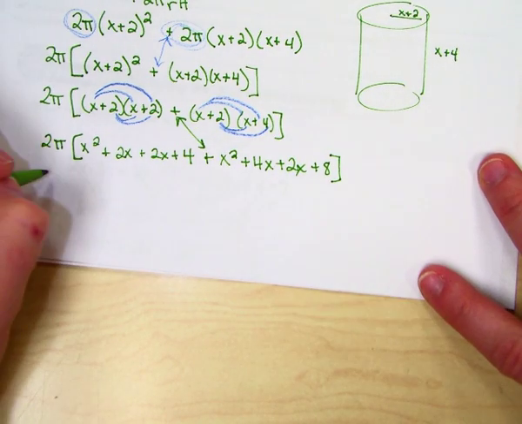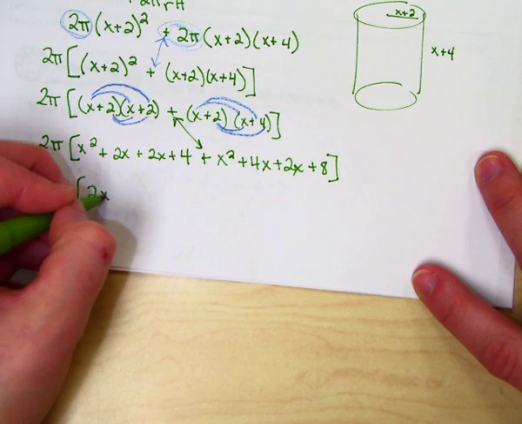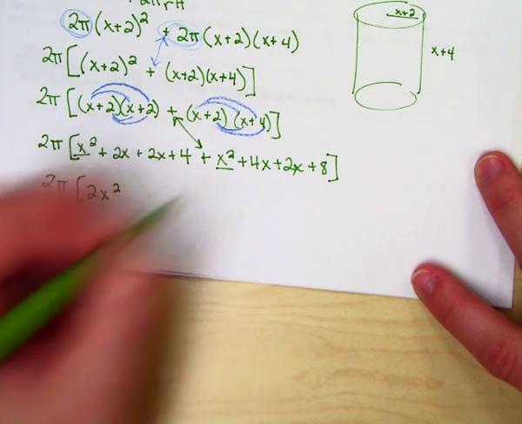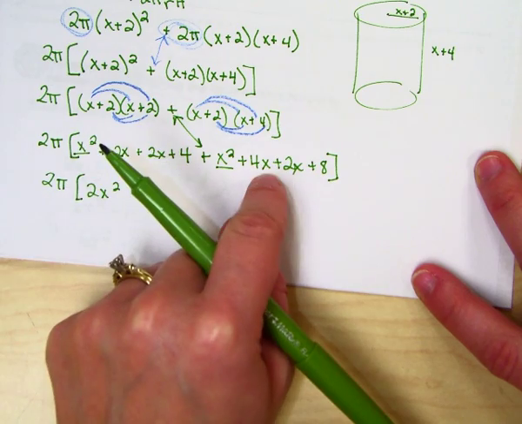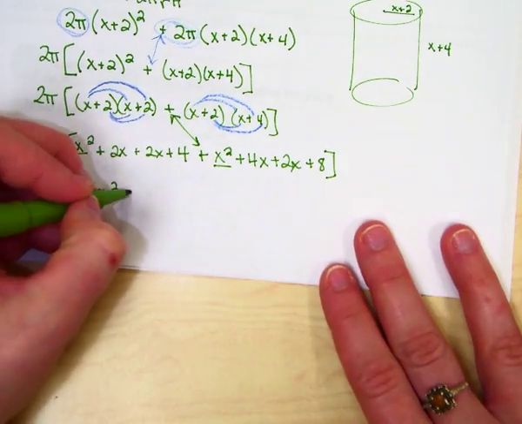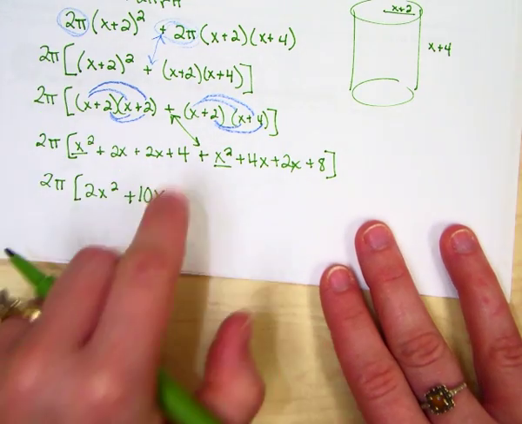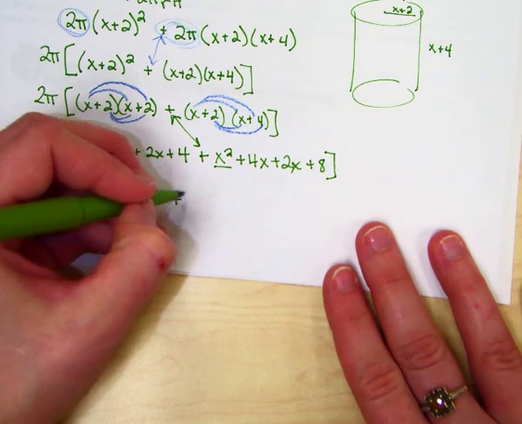Combine your like terms. I see 2x squareds here and here. I see 1, 2, 3, 4, 5, 6, 7, 8, 9, 10 x's. And 1, 2, 3, 4, 5, 6, 7, 8, 9, 10, 11, 12 constants.